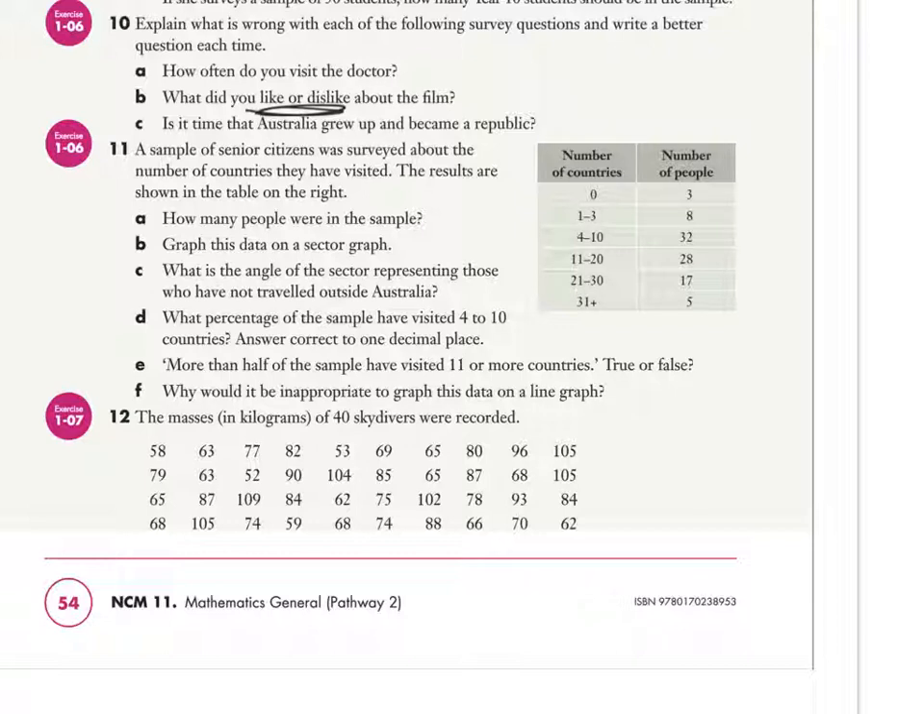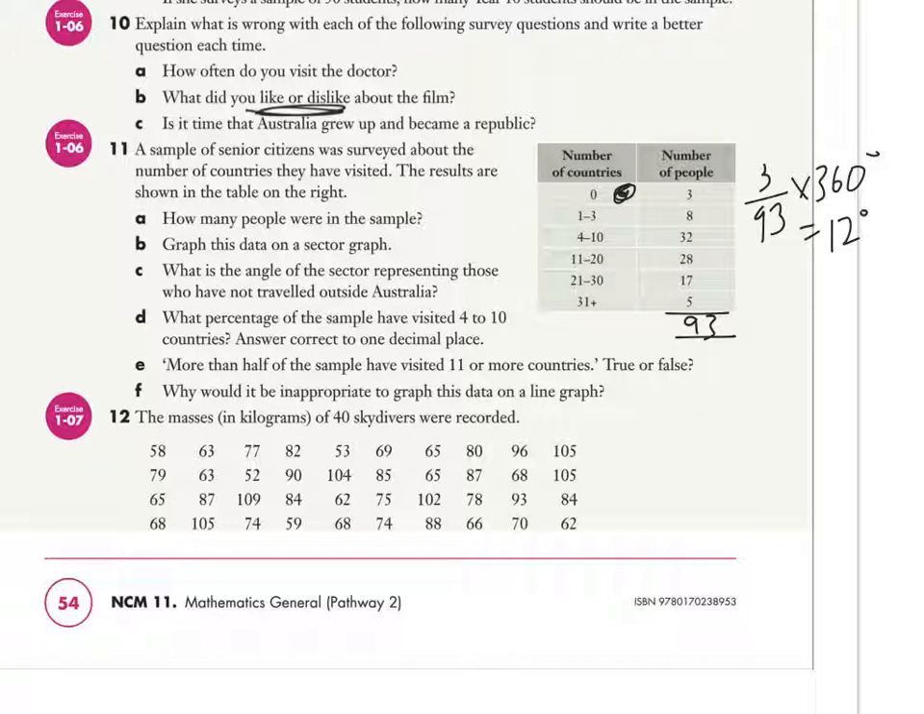Okay, how many people in the sample of this question here? Add it all up, you get 93. Now, graph this data in a sector graph. I'm going to do C first. What is the angle sector represented for not travel outside Australia? So that is 3 people have not travelled outside Australia because there's 0 countries apart from Australia. So 3 out of 93. We wanted it in the sector graph, which is out of 360 degrees, and we approximately get 12 degrees. So you just keep on doing that for all that, and you get hopefully 360 degrees, and you put it into a sector graph.